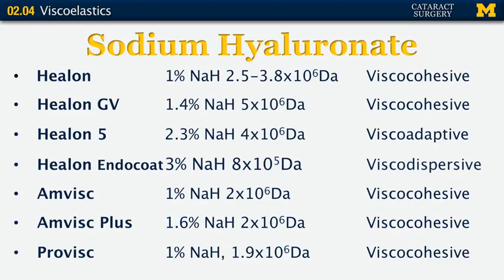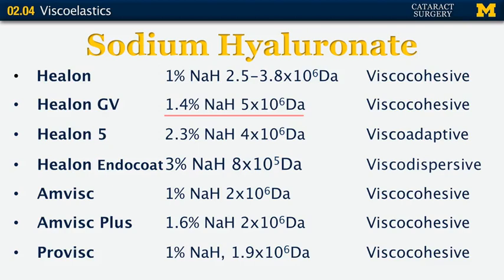So let's talk about sodium hyaluronate derived OVDs. Like I said, usually sodium hyaluronate is used to fashion visco-cohesive OVDs. Healon was one of the first OVDs to be created, actually the first, in the 1970s by Pharmacia. Healon GV was then fashioned because they wanted to make something that was greater viscosity. And so you can see what they did. They increased the concentration and increased the molecular weight. So both of those things led to an increase in viscosity.